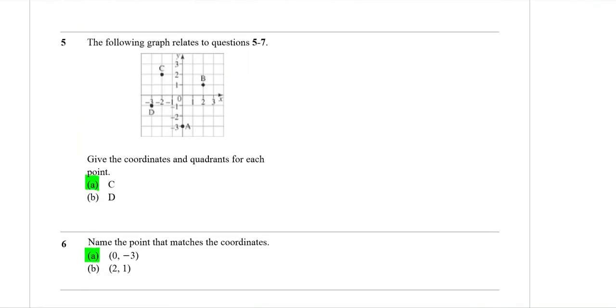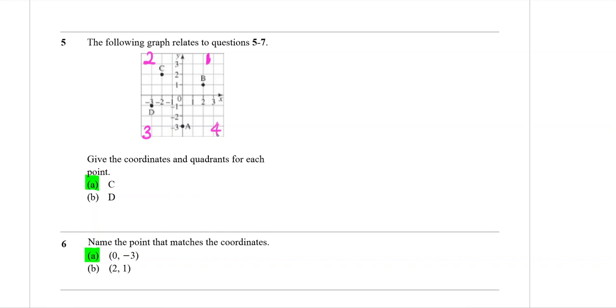Question 5. Well, that's what revision's for. Question 5, our coordinate plane. Give the coordinates and quadrants for each point. Now the quadrants are numbered. 1 is this one. 1, 2, 3, and 4. That's how you number the quadrants.